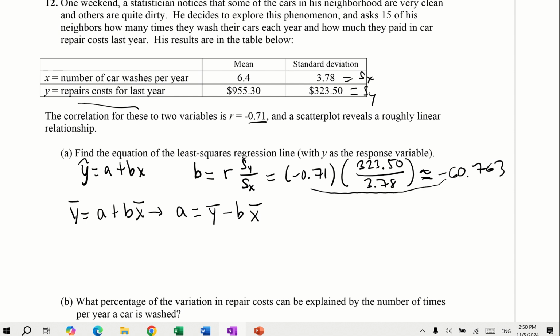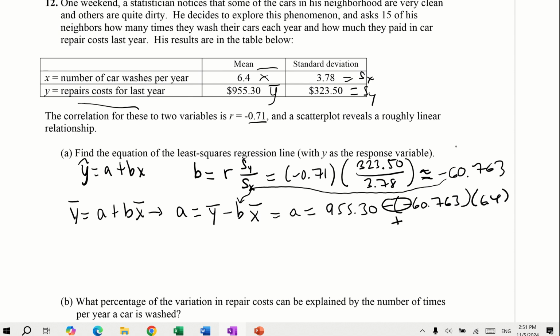All right, and then we're going to take this and plug it in here to get a. So a equals, this is y bar, this is x bar, 955.30 minus b, which is negative 60.763. So this is a double negative situation, times x bar, which is 6.4. So again, this turns positive, so really we're adding. Let's do that on the calculator. So you get about 1,344.18 for a.